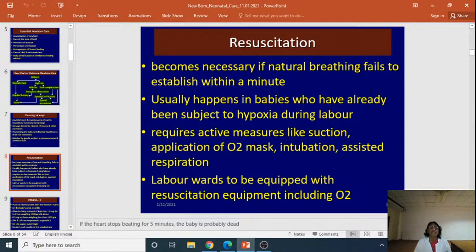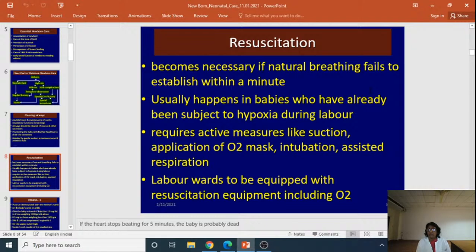Resuscitation. When does resuscitation become necessary? It becomes necessary when normal breathing fails. Usually, most of the babies breathe on their own within 1 minute as soon as they are born. But if it is not established, then you have to resuscitate. What happens if they do not breathe? It usually is because the baby is subjected to hypoxia during labor. There was not good oxygen supply during the labor. That's why the baby is not able to breathe immediately after the baby is born.